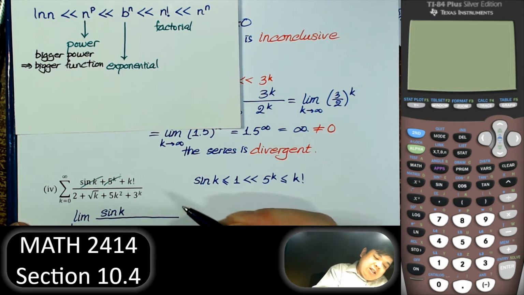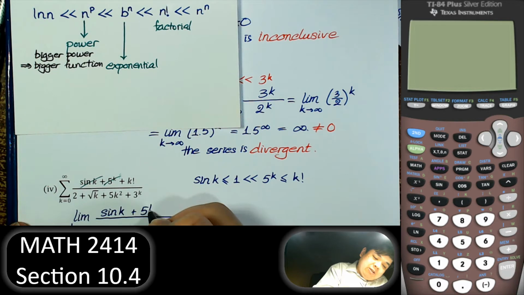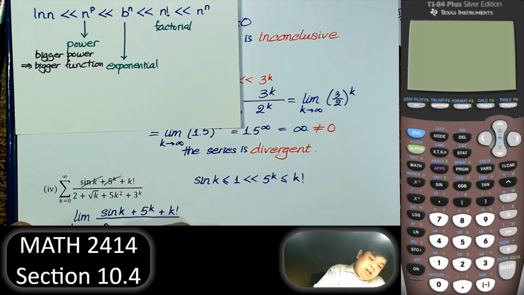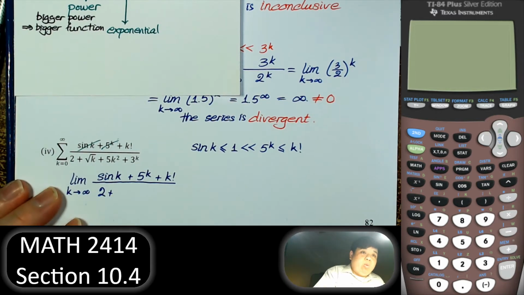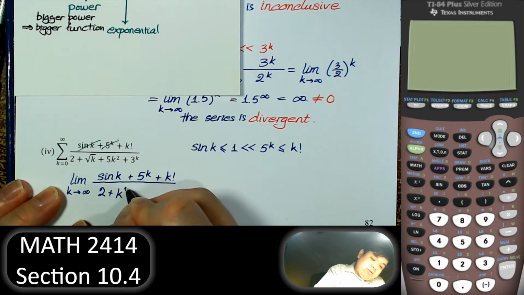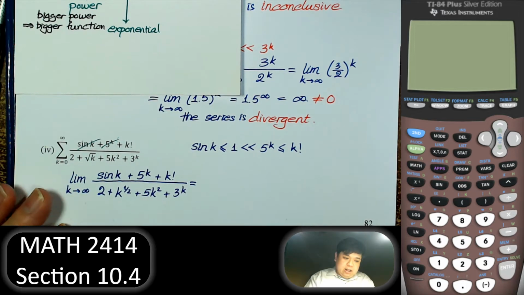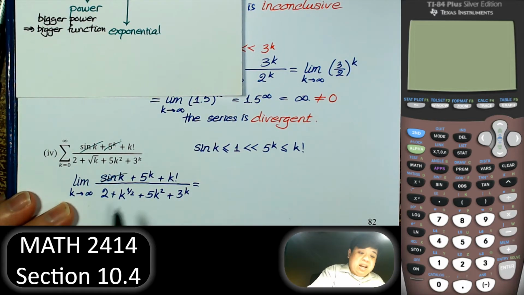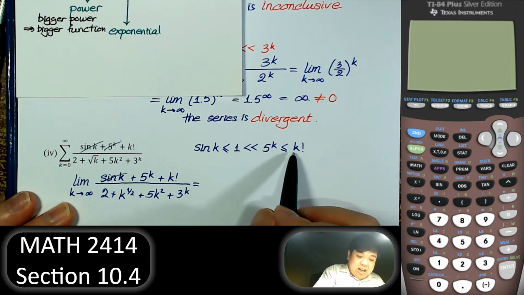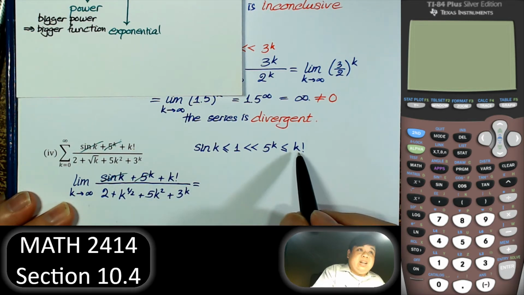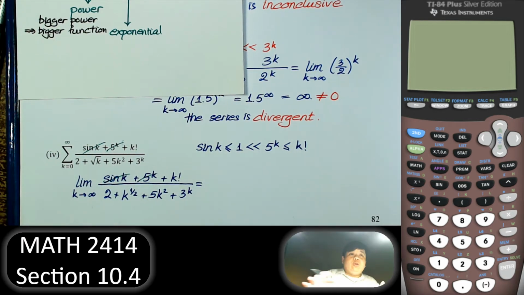Sine of k, phi of k, k, the square root of k, why don't we write k to the 1/2, 5k squared, and 3 to the k. Now, this one is significantly less than that and less than that. This one is significantly less than the factorial. So of all those three terms, the factorial is the one with the highest power.